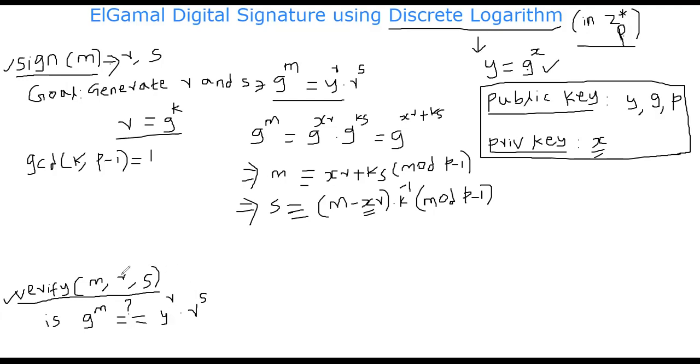Verify will take M and S as input, and will check whether g^M is the same as y^r times r^s. Everything is public. R is public, S is public, M is public, and g and y are also public anyway. If these two are equal, then you say it's a good signature. Otherwise, you say it's a forgery.